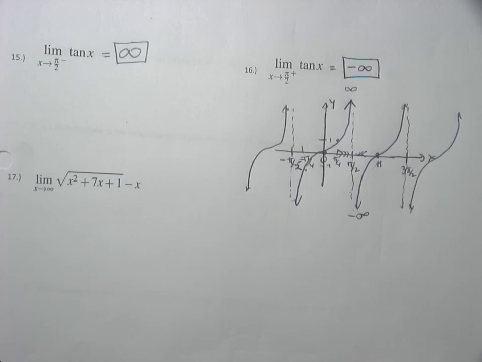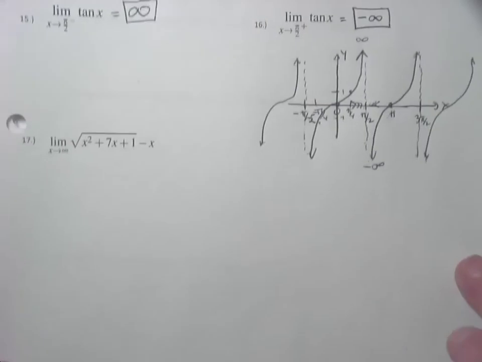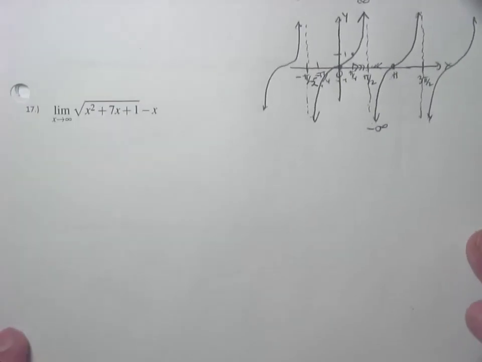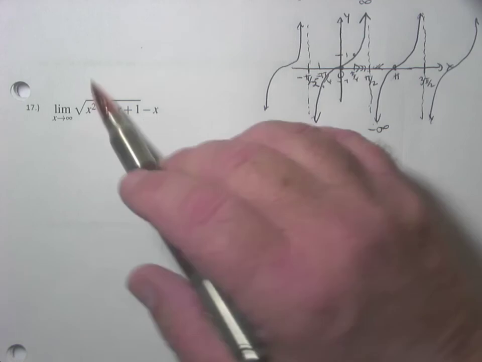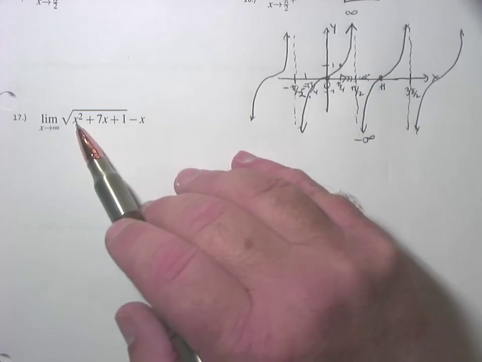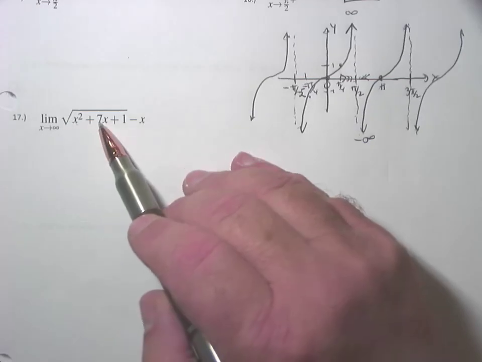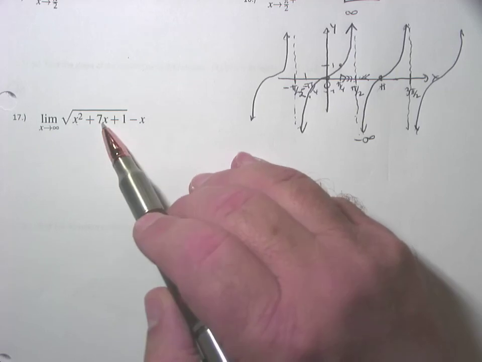Last problem for today here. Now, here we go. I want you to take the limit as x approaches infinity of the square root of x squared plus 7x plus 1 minus x. First rule of limits, what are you going to do? Plug it in. What is infinity squared? Infinity. What's 7 times infinity? Plus 1. So infinity plus infinity?